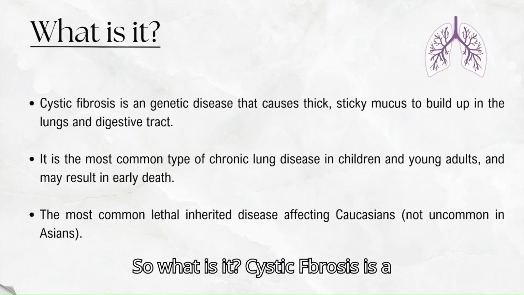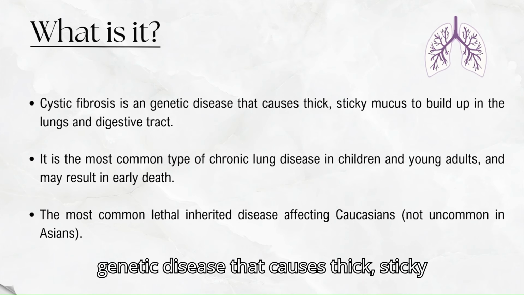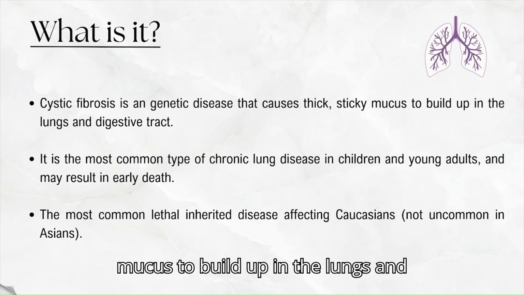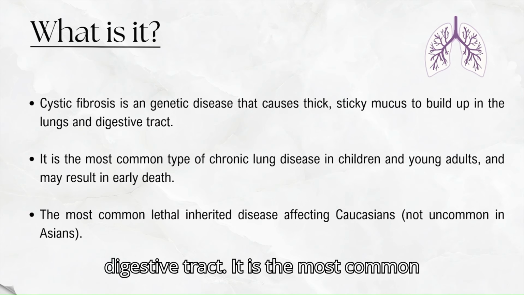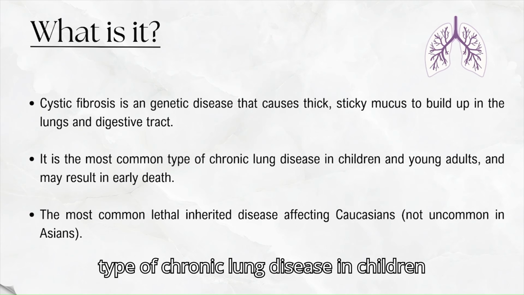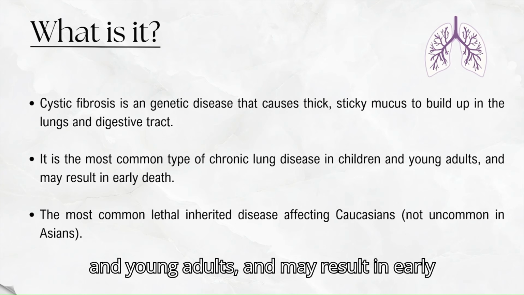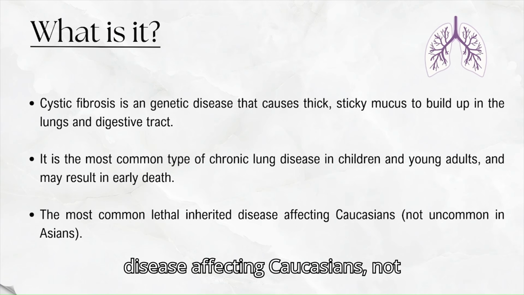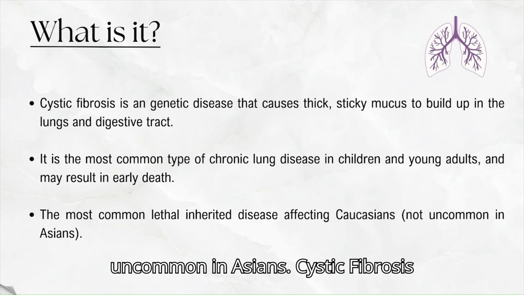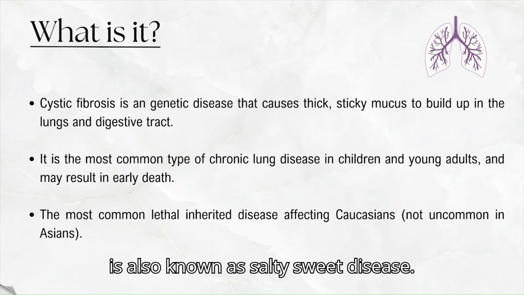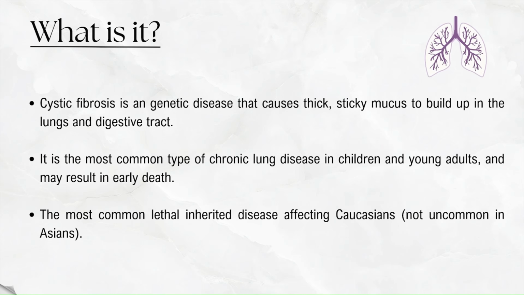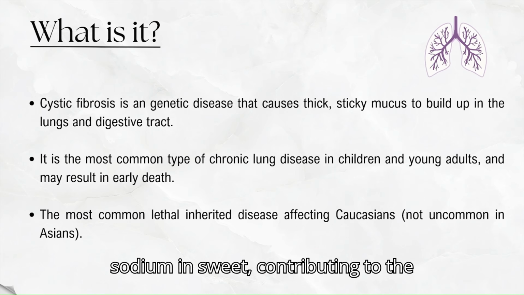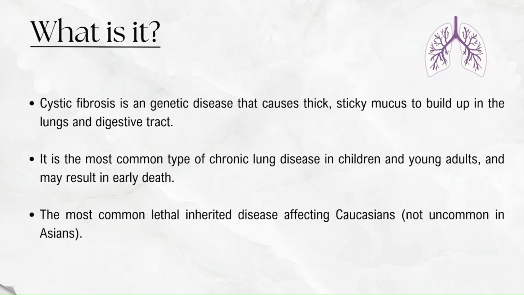So, what is it? Cystic fibrosis is a genetic disease that causes thick mucus to build up in the lungs and digestive tract. It is the most common type of chronic lung disease in children and young adults and may result in early death. It is the most common lethal inherited disease affecting Caucasians, not uncommon in Asians. Cystic fibrosis is also known as salty sweat disease. This is due to the large presence of sodium in sweat, contributing to the perception of salty.